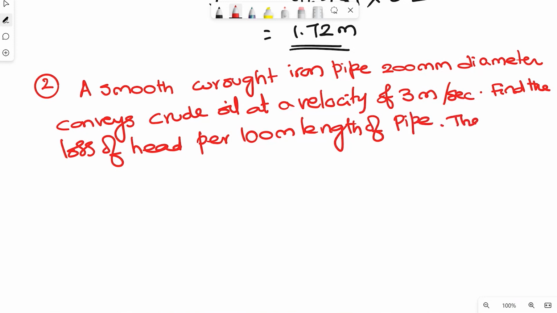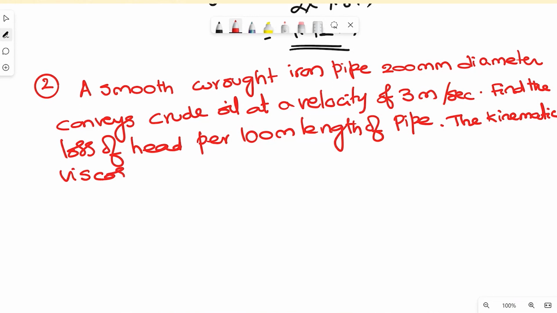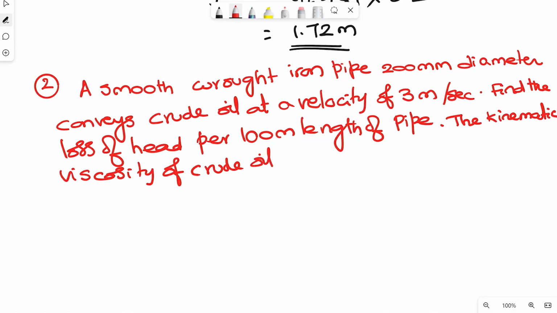The kinematic viscosity of crude oil is 0.5 Stokes. Find the loss of head per 100-meter length of the pipe.